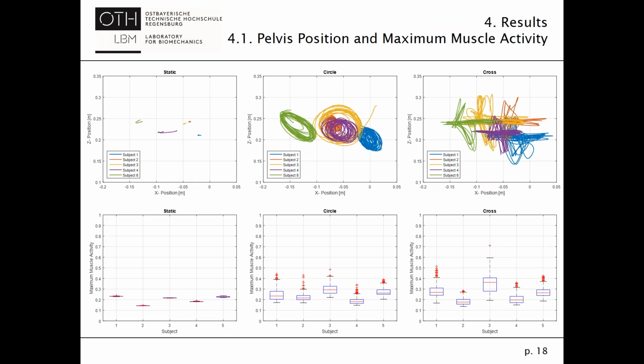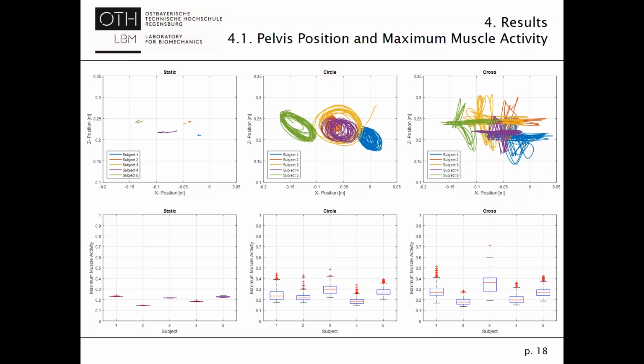Now to the results. In the upper row, you can see the pelvis position in the projected plane, meaning that you look from the top of the subject down to the subject. And as the chair is always in the same position, we can see some subject-specific preferences of sitting. For example, subject number 1 prefers sitting on the right side and subject number 5 on the left side. And despite the static sitting, small movements are also detected.